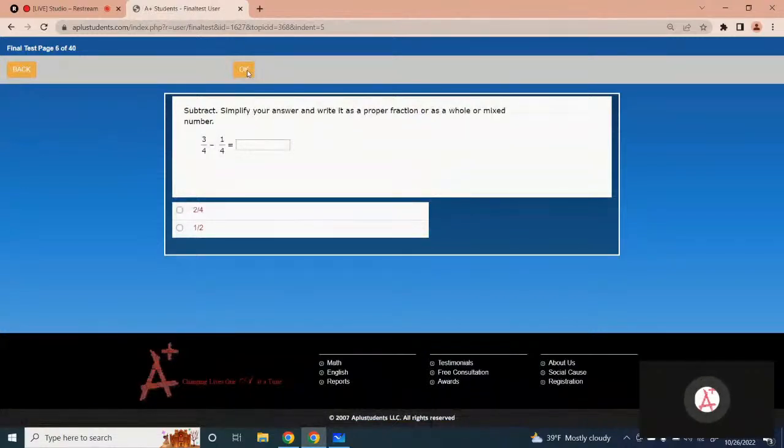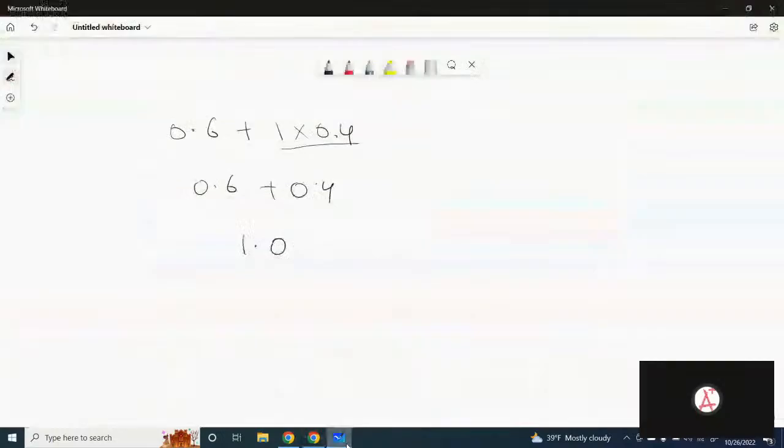Okay, subtract. Simplify your answer and write the proper fraction or as a whole number. So they have same denominators. So 3 subtract 1 is 2 over 4, and when you simplify them the answer is, let me do it on board, 3 by 4 minus 1 by 4. They have like denominators, you simply need to subtract their numerators. So 3 minus 1 is 2 over 4.